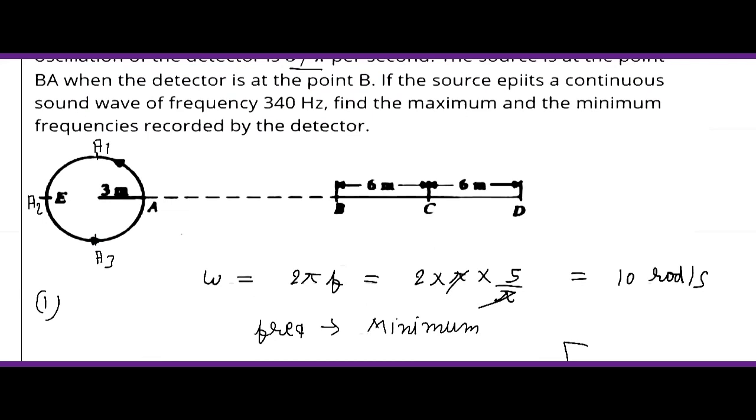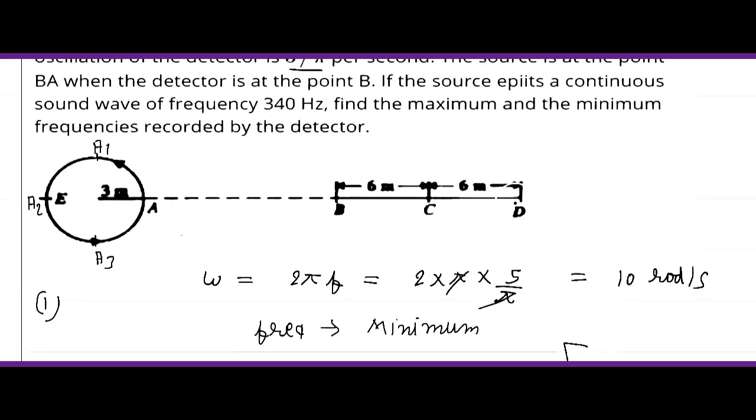Now the second case, when the detector moves from D to C and C to B, in this case the source is moving from A2 to A3 and A3 to A, right next to A.